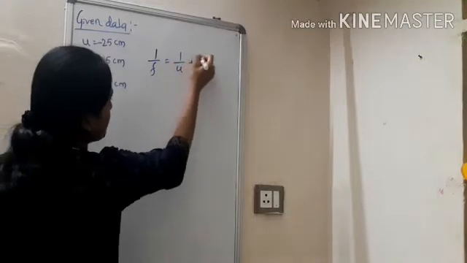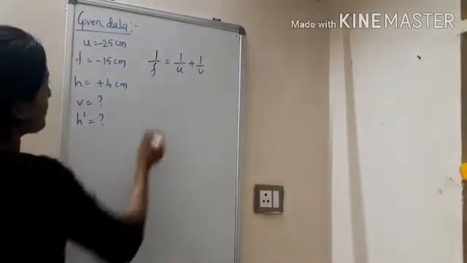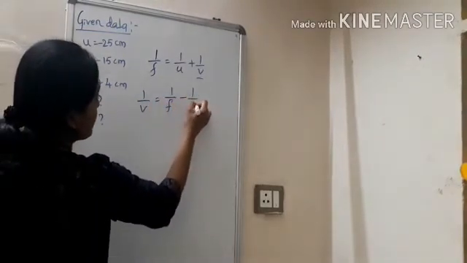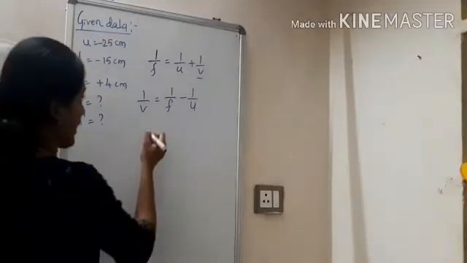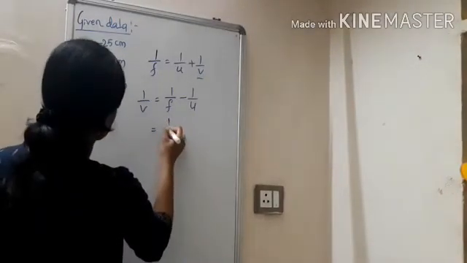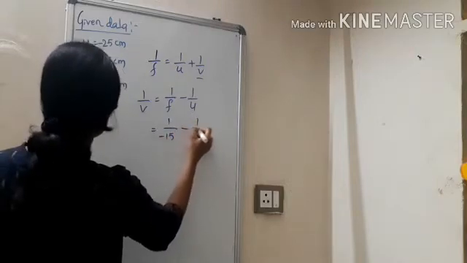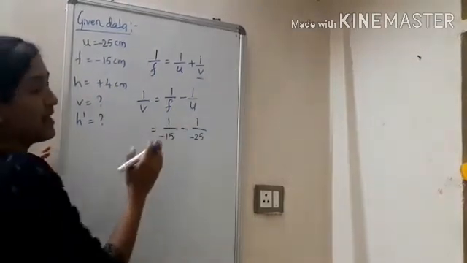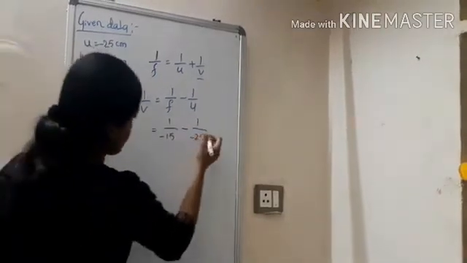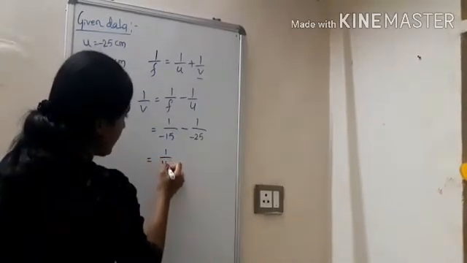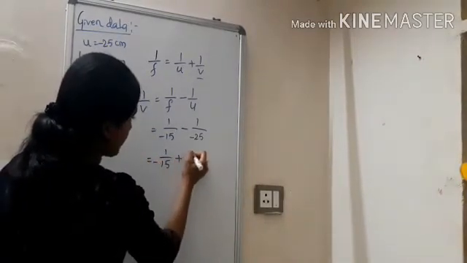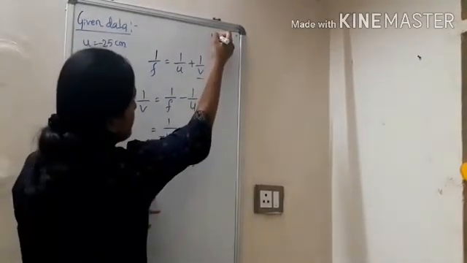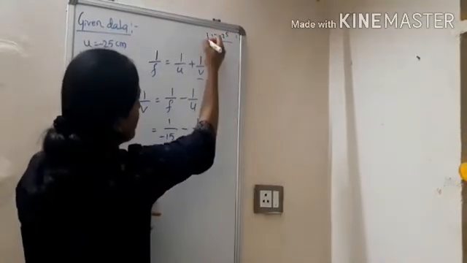1 by u plus 1 by v, equal to 1 by f. We have to find this one, so I'll take it out and arrange this formula like this. This is a simple step. So 1 by v is 1 by f minus 1 by u: 1 by minus 15 minus 1 by minus 25. That means the object is in front of the mirror, on the left side. Take the LCM of 15 and 25. I think you will get 75.